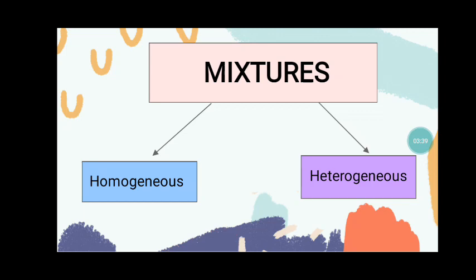Okay, so proceed tayo ngayon sa sumunod na classification ng pure substance, which is compound. So, kung matatandaan nyo, again, last meeting, ano yung compound? It is a combination of two or more elements. So, elements plus elements is compound. Ngayon, yung compound na yun is classified into three, which is acid, bases, and salt.